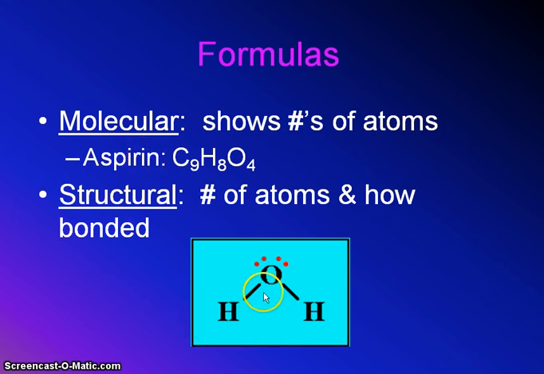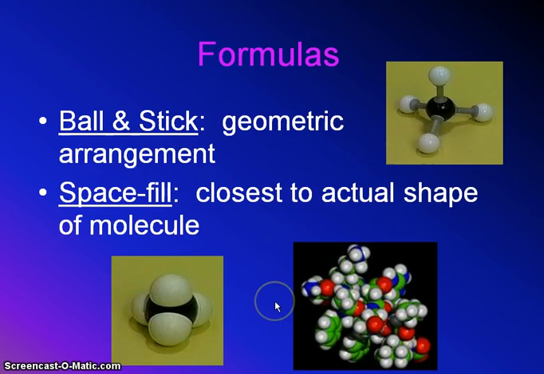For instance, water, its formula is H2O, but the way it's arranged is really with the oxygen in the middle. The 2 other types of formulas are the ball and stick formula, which is really more of a geometric arrangement, such as this diagram here. This is a methane molecule. Carbon is the black ball in the middle, and then the white ones surrounding it are hydrogens.